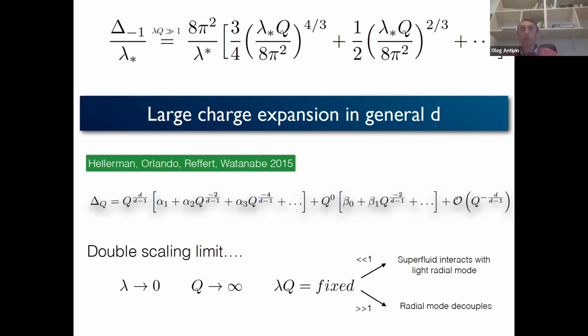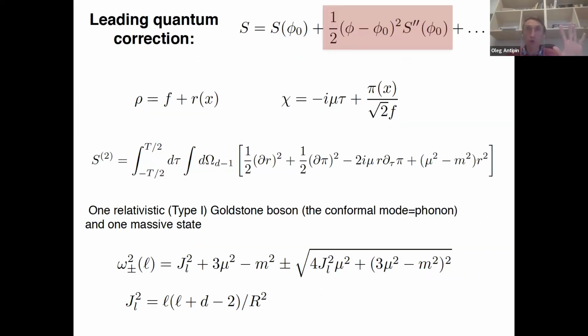Okay? So I will come back more to this, but it's just a comment on the connection to the large charge expansion. So far we obtained the leading result, the classical energy. Let me compute the first quantum correction.